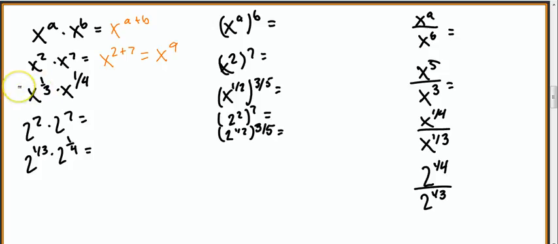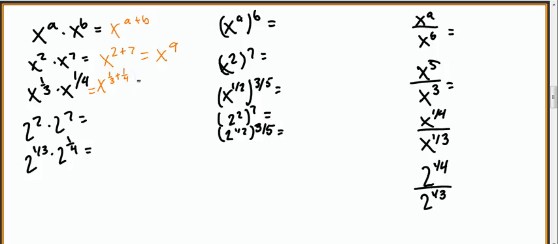So these are called rational exponents, right? Rational meaning they can be written as a fraction. So we're writing exponents as fractions here. So I have x to the 1/3 times x to the 1/4. Well, technically that should be x to the 1/3 plus 1/4.